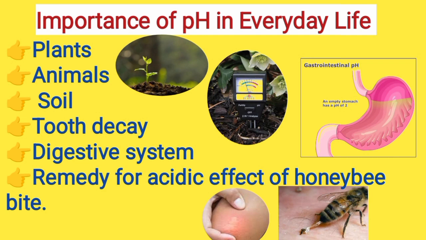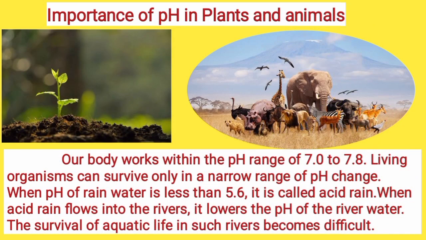So first of all, plants and animals. What is the importance of pH in plants and animals? Our body works within the pH range of 7 to 7.8. Living organisms can survive only in a narrow range of pH change. When the pH of rainwater is less than 5.6, it is called acid rain. When acid rain flows into the rivers, it lowers the pH of the river water. The survival of aquatic life in such rivers becomes difficult.